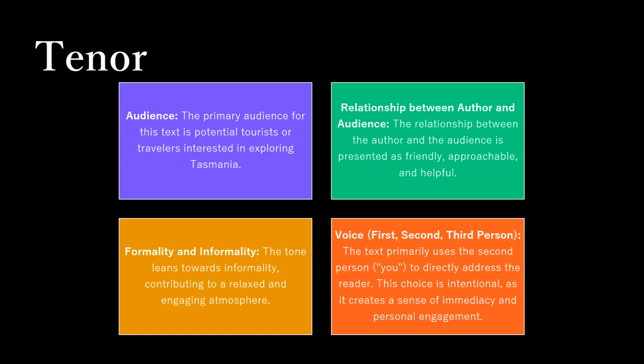Next, look at the formality and informality. So the tone leans towards informality. You can see there's a lot of use of contractions. Instead of saying "it is," for example, it uses "it's" with a contracted apostrophe s. And this contributes to a relaxed and engaging atmosphere. While the information is presented in a structured manner, the language used is conversational and accessible. The text avoids overly formal or rigid expressions, contributing to a more inviting and relatable communication style.